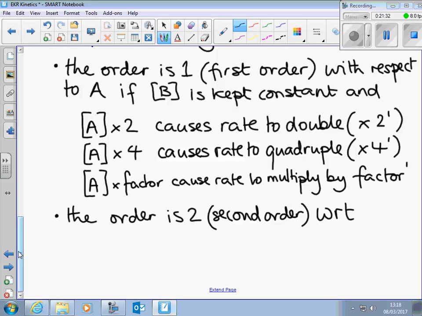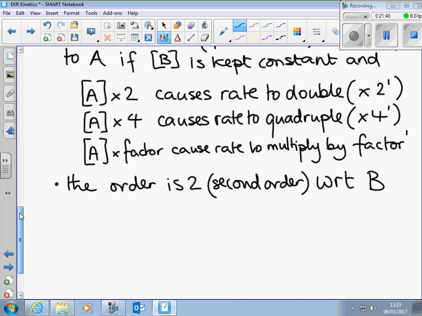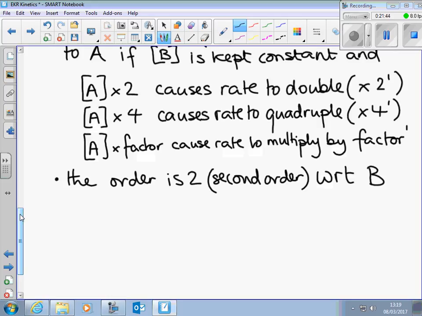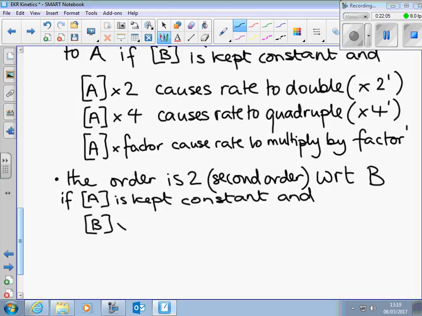All right, so with respect to B, and then I need to just be able to reflect what's up there. If the concentration of A is kept constant and taking B and doubling it, what do you think that would do to the rate if it's second order? Any offers?